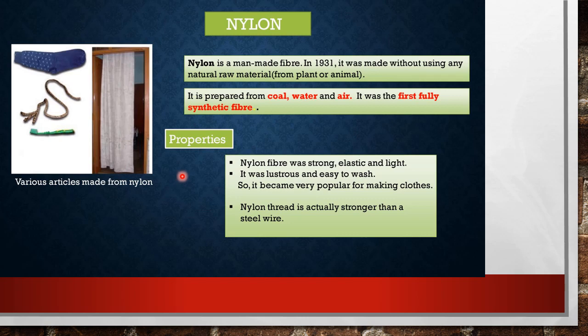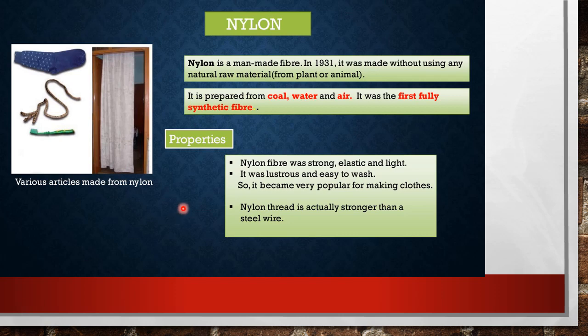Then, what are the properties of nylon? Nylon was strong, elastic and light. Can you give some examples which indicate that nylon fibers are very strong? We know that nylon fibers are used for making parachutes, ropes for rock climbing, fishing nets, tire cord, etc. Because it is strong enough to make such items.